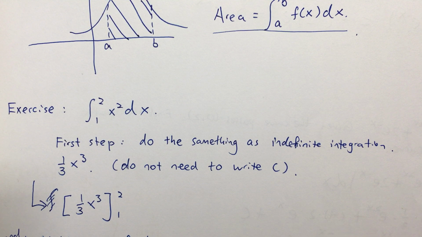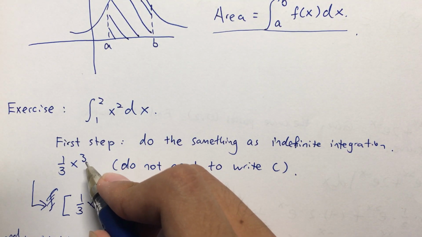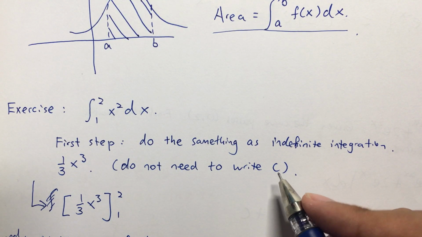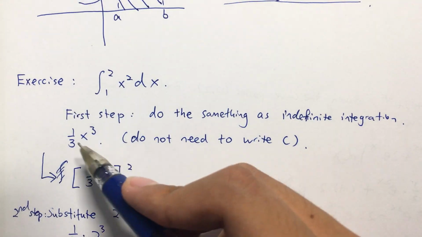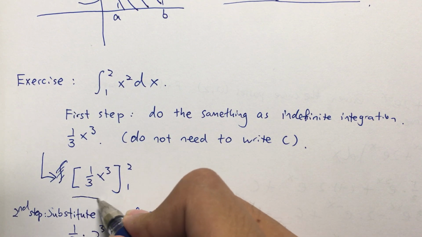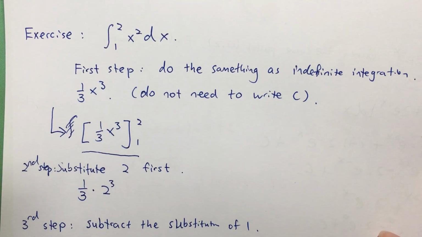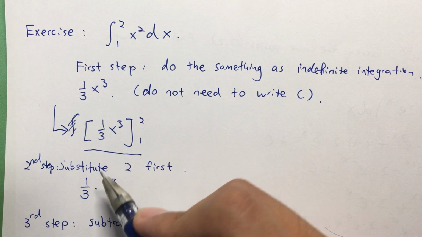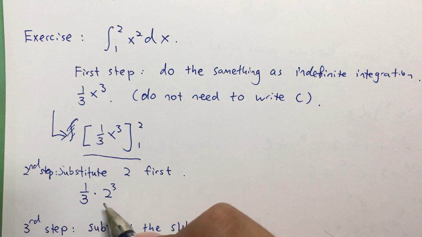Well, the first step, we do the same thing as indefinite integration, which gives us a third times x cubed. And here, we do not need to write c because c cancels out when we are doing definite integration. So now, we write it in brackets with the range from 1 to 2. Okay, now let's do the second step, which is to substitute 2 first. So substitute x equals 2, and we will get a third times 2 to the power of 3. And that is the second step.